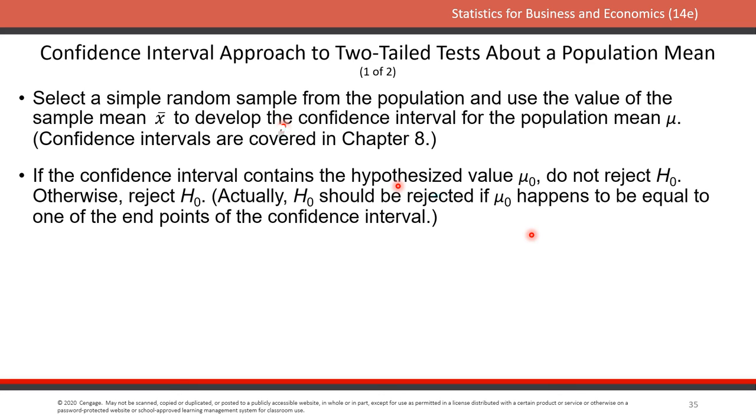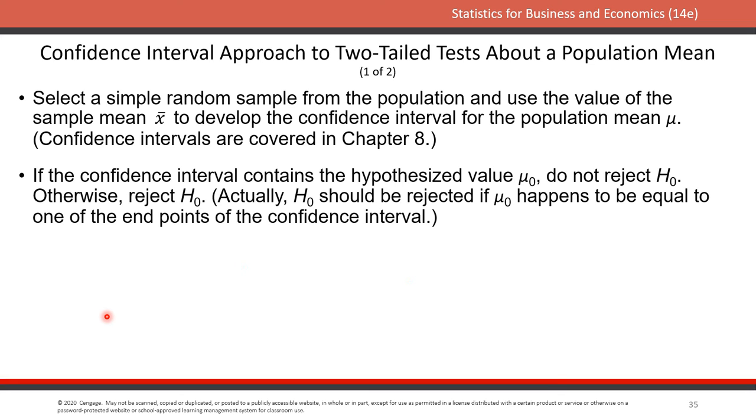But pretty much what we do is we have our interval, and if mu sub 0 is within the interval that we create for the parameter estimate, then we fail to reject the null hypothesis. If mu sub 0 is not in the interval, then we reject the null hypothesis. Honestly, mathematically, if we're using continuous values, this should never be true, this idea of mu sub 0 being equal to one of the endpoints.